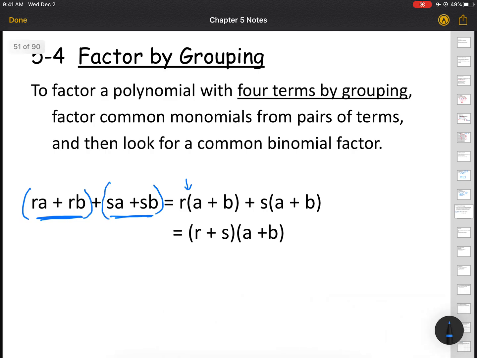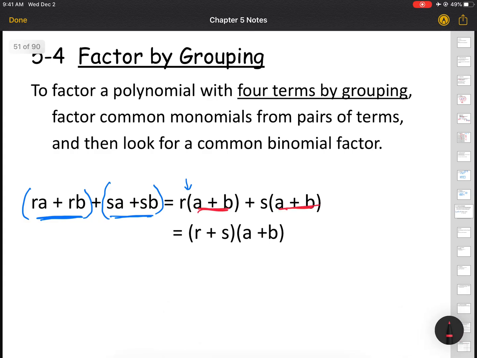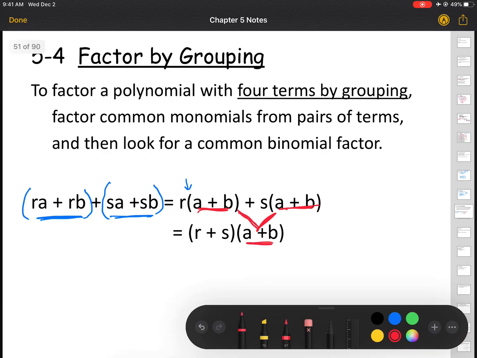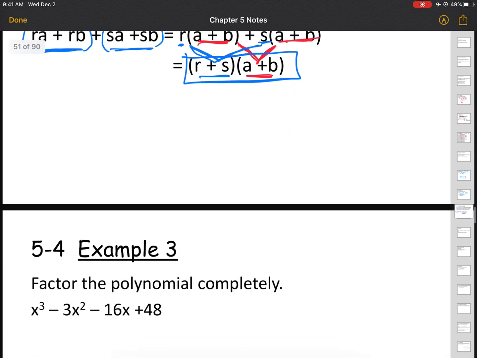But I have two common factors here, a plus b and another a plus b, so I'm only going to write one of them. That's coming from here. And my r and s, I can just combine those two, coming from right here. So my completely factored form of 4 terms by grouping will have just 2 factors in the end. So let's practice a couple of these.